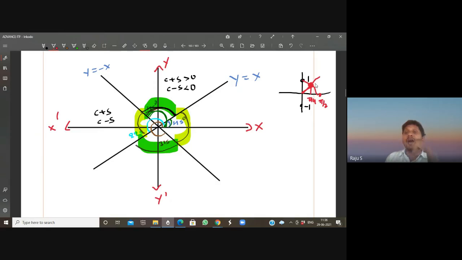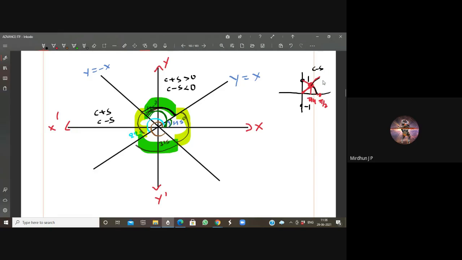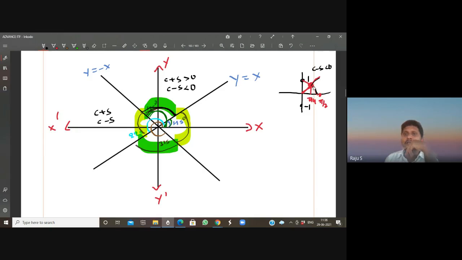After that point, what is the increasing function? What is the decreasing function? Sine is increasing, cos is decreasing. Cos decreases. Then C minus S is lesser than 0. Okay, this is first quadrant.